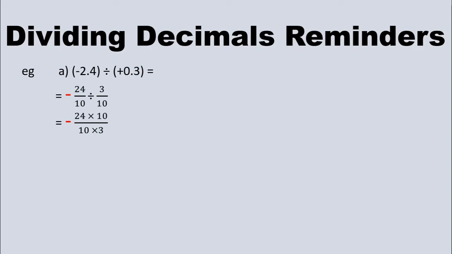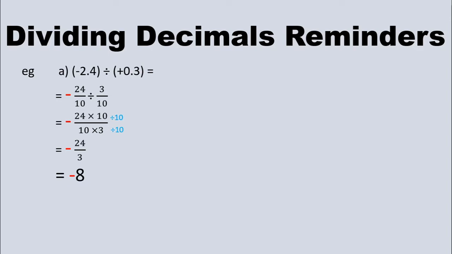I can divide both top and bottom by 10, which leaves me with a really nice simple fraction of 24 over 3. And I'll get the negative answer of 24 divided by 3. We're going to avoid our long division this time because I hope you can divide 24 by 3, and it's 8. So our answer is simply negative 8.